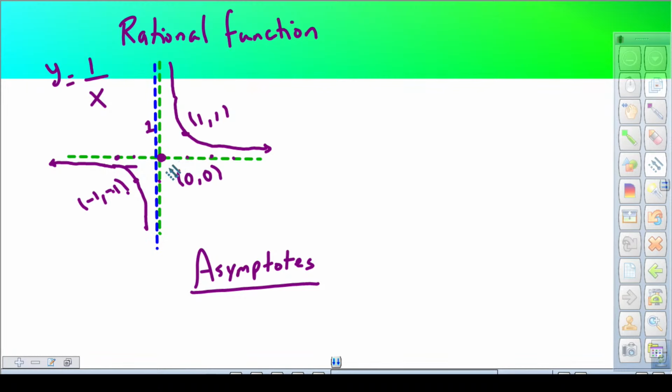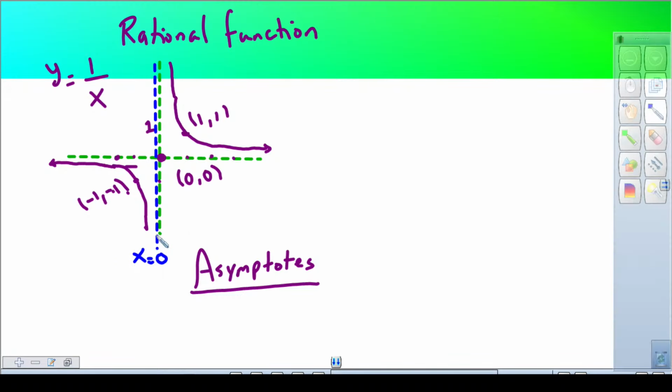It's actually on top of the y-axis. And this actually has an equation. Every line has an equation. This one is x equals 0. Oh, Armania, I thought you said this is the y-axis. Yes, it's the y-axis, but the equation for the y-axis is x equals 0.